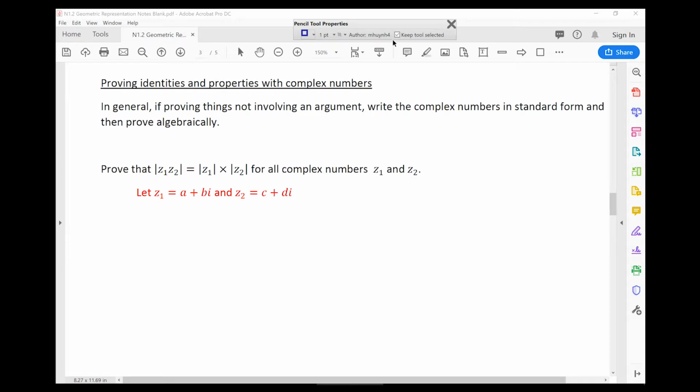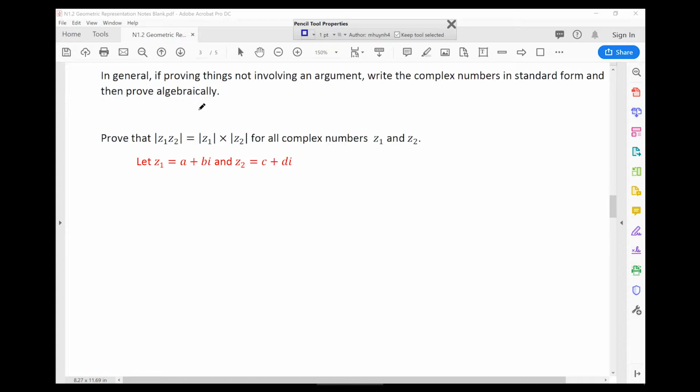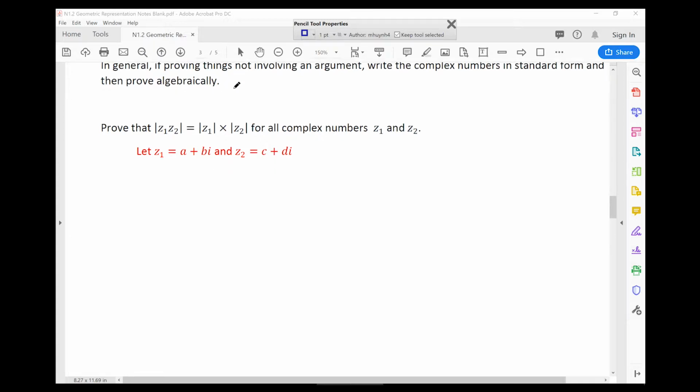There'll be proofs where you need to use mod arg form, and you'll know because you need to prove an argument. That's obvious to use mod arg form, but we'll look at that in the next video. For this one, we have to prove that the modulus of Z1 times Z2 is the same as the modulus of Z1 times the modulus of Z2 separately. So normally just let Z1 equal A plus BI and Z2 equal C plus DI. From here on, it's pretty much just algebra. So let's do this one.